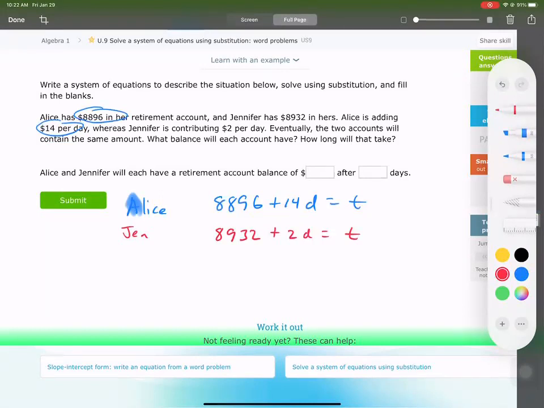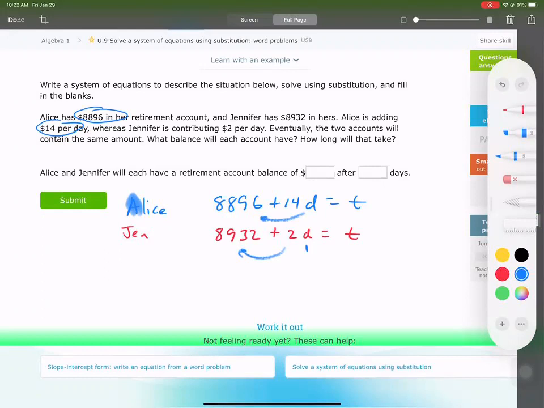I want to make sure that these equations make sense to you. First things first, as an example, if I plug in 1 here, after 1 day, she's going to add $2 to her already $8,932. And for Alice, after 1 day, she's going to add $14 to her $8,896 savings. Now, how much will we have after 10 days, 15 days? We can start guessing this. We can just plug in 1, 2, 3, 4, 5 and figure out when they would be equal.